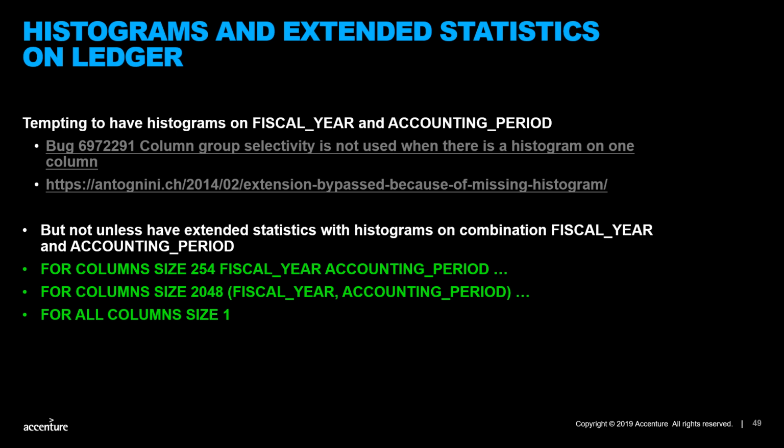It's very tempting to have histograms on fiscal year and accounting period, but be aware of this bug. Don't do this unless you also have extended statistics with histograms on the combination of fiscal year and accounting period, because it really won't get the cardinality right.